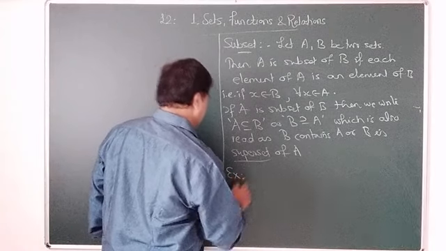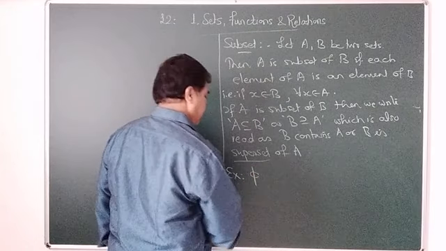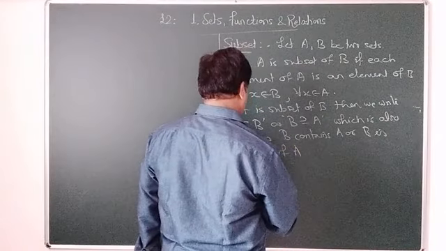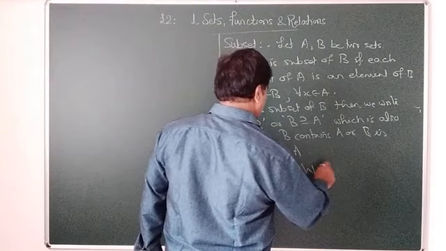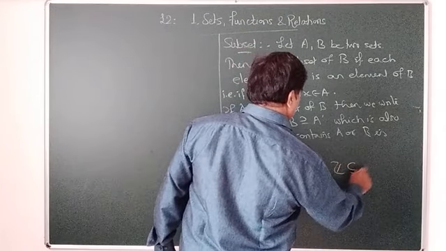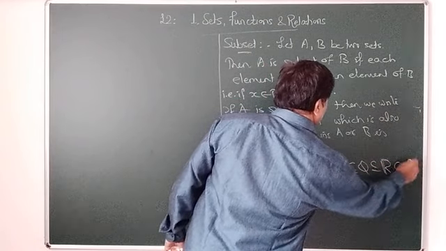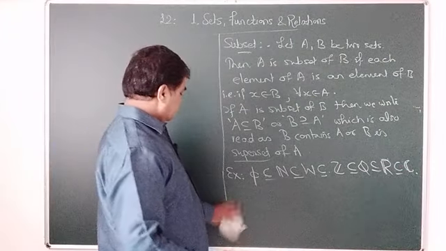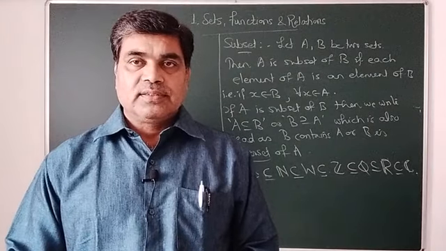Example, by the definition of natural numbers: the empty set is a subset of the natural number set, which is a subset of the whole numbers, which is a subset of Z, which is a subset of Q, which is a subset of the set of real numbers, which is a subset of the complex numbers, etc. The set of all vowels is a subset of the set of all English alphabets. Is it clear?